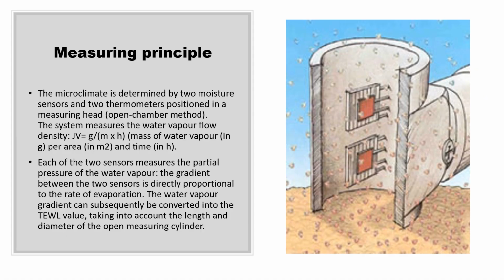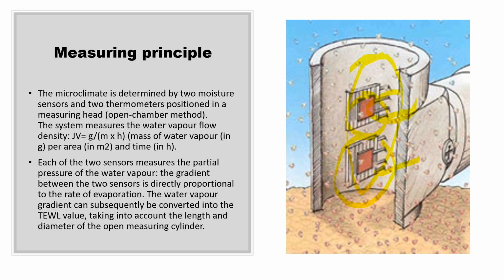Now this is the equipment which I was talking about. You can see, you can place the skin or the body part over here. Then these are the sensors and the probe which are actually measuring, along with the thermometer part. So the microclimate is determined by the 2 moisture sensors. These are the sensors along with the thermometer positioned in a measuring head. This is the open chamber system.